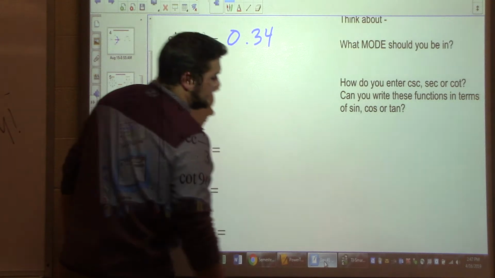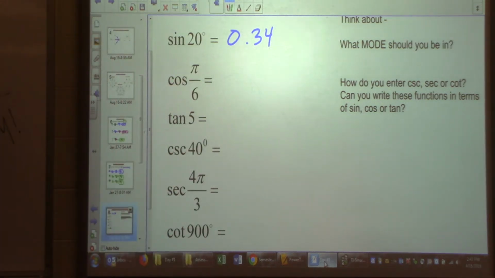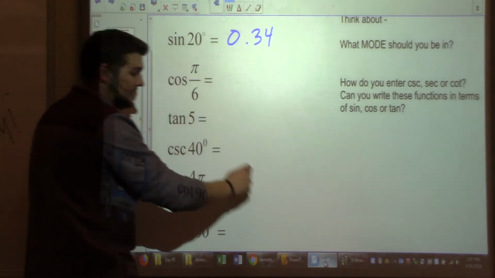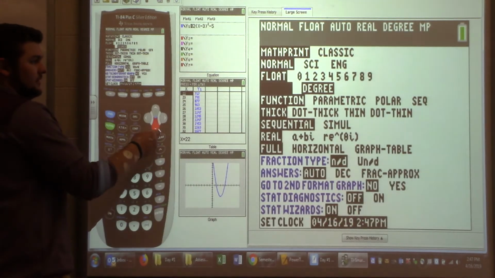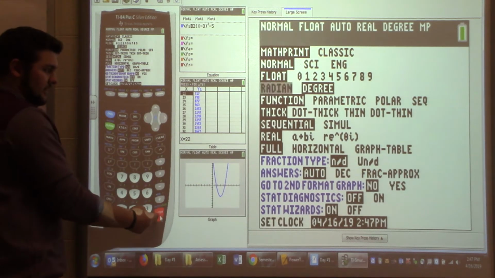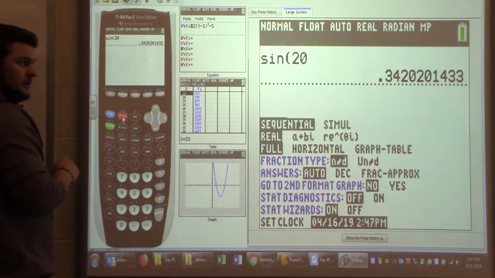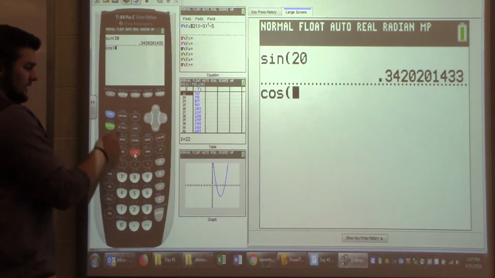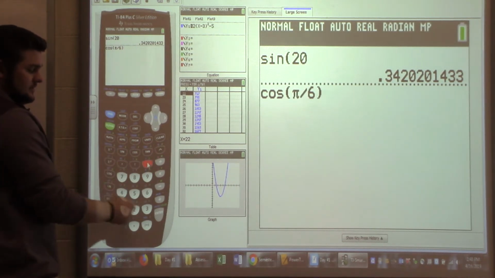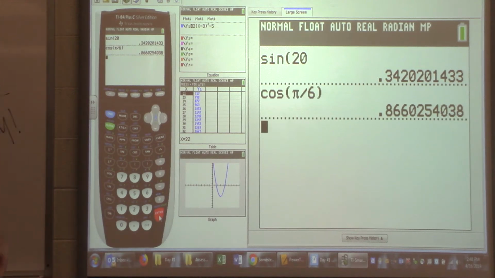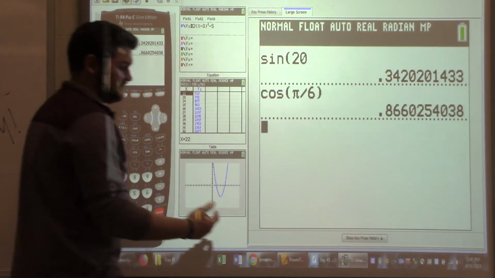Next one, I look at it, it says cosine of pi over 6. Well, pi over 6 is radians. So I'm going to go back to mode, go down to radian, hit enter, quit. Cosine, pi divided by 6. Enter. 0.87.